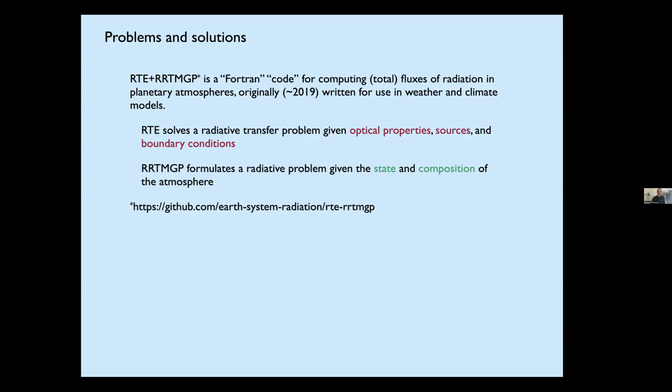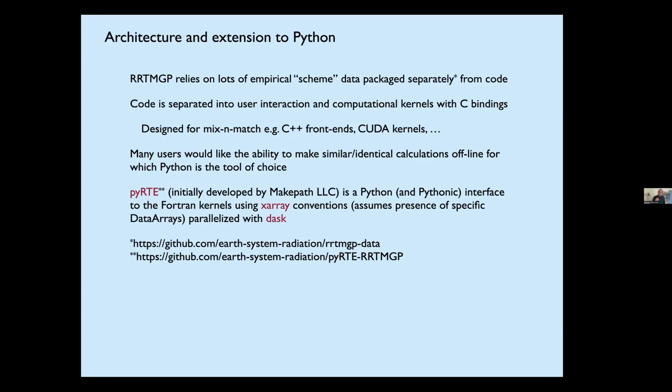So you'll see the GitHub repositories for each of these things at the bottom of the pages. Okay, so this is where we started. There's two pieces that I want to cover here. One of them is RTMGP, this mapping from the description of the physical state of the atmosphere to the radiative transfer problem you have to solve. There's tons of empirical data, what I've heard referred to as scheme data. We package that separately. It actually has its own GitHub repository.